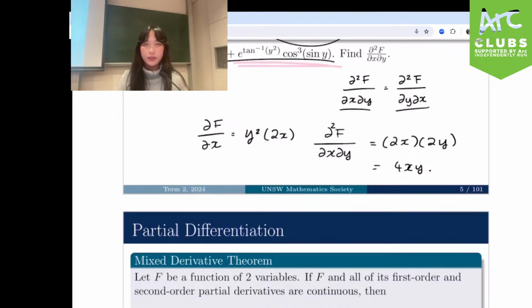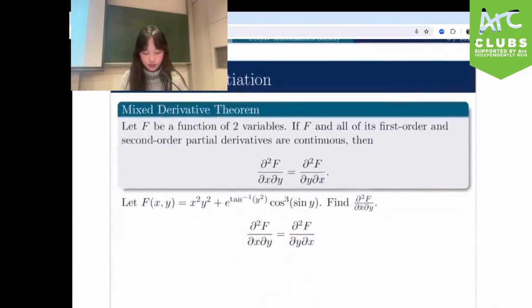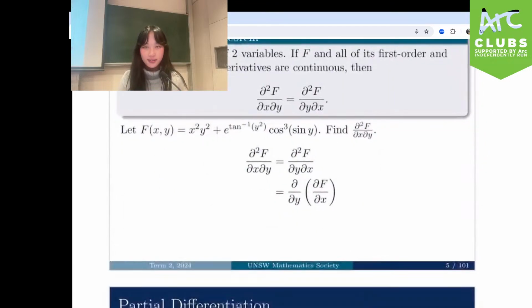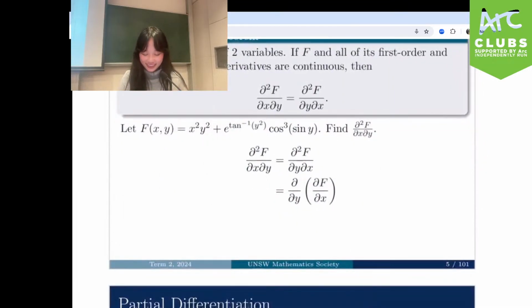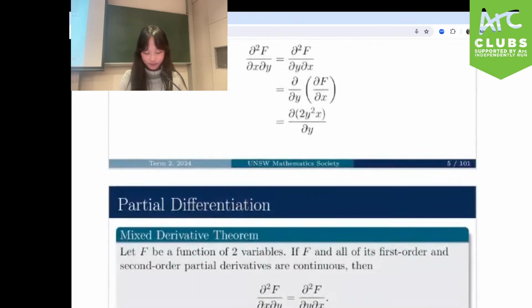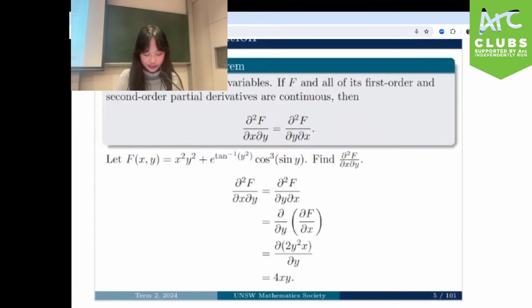Okay? And we can see that this is also what the answers say. Yeah, there we go. So this is also what the answers say. The final double partial derivative will be 4xy.